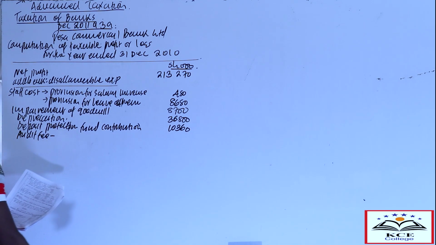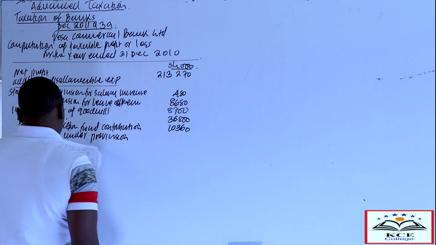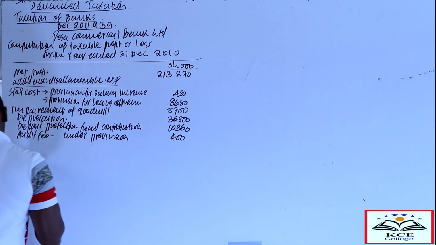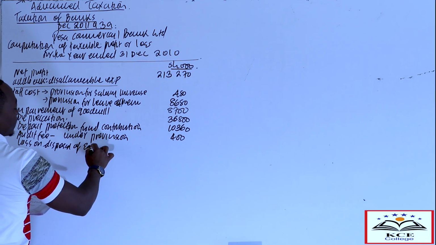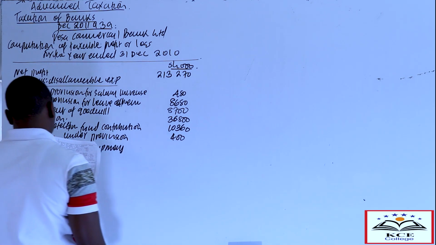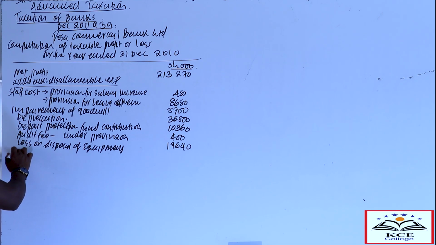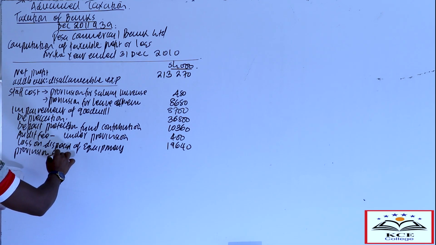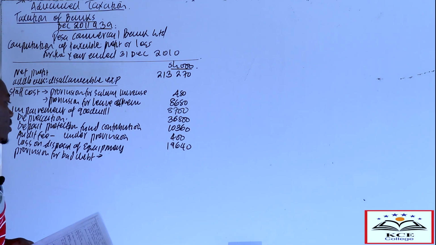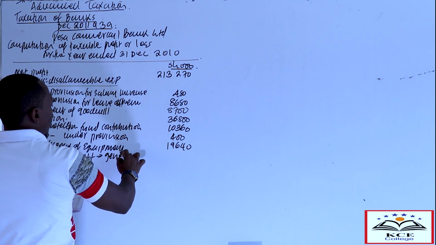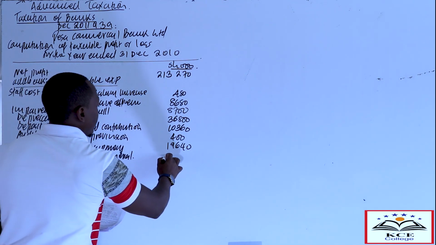Then we had audit fees for the previous year, the under provision for the previous year, and the amount was 400. Then we had loss on disposal of equipment, an amount of 19,640. Then you have provision for doubtful debts. Now we see that specific, they are allowable. General provision, they are disallowable. So in this case, you only factor in the general. And that one is provided in note number 5. In note number 5, for the charge for the year, the general is an amount of 72.